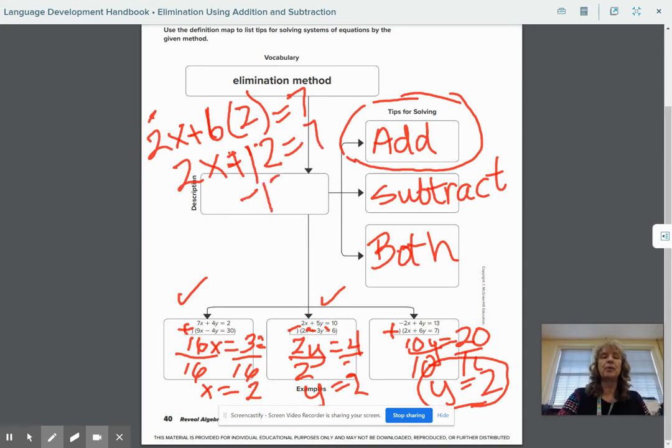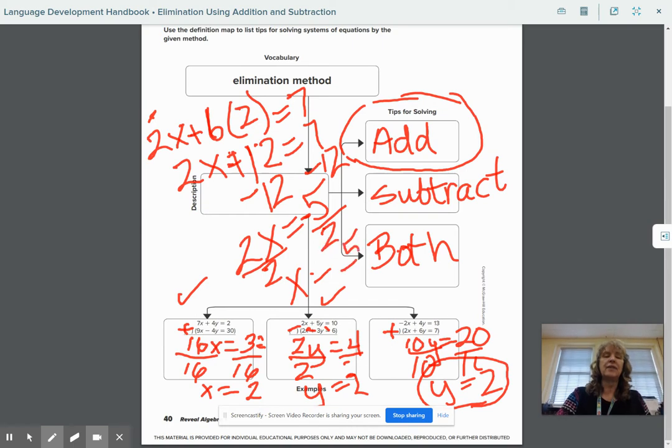Subtract 12 from both sides. I'm left with 2x equals negative 5. Negative 5. Don't forget your negative. Divide both sides by 2. X equals negative 5 halves, or negative 2.5 if you want to simplify the fraction. So now we've solved for x and for y.